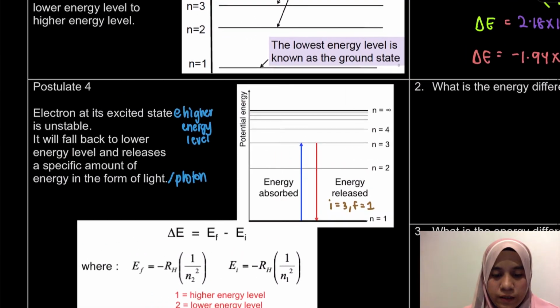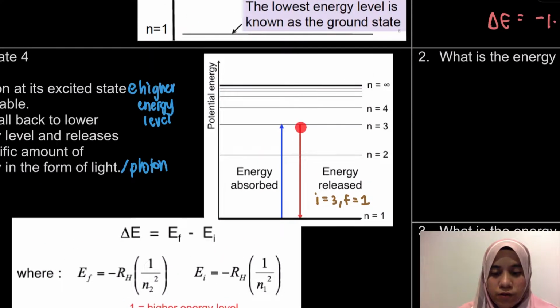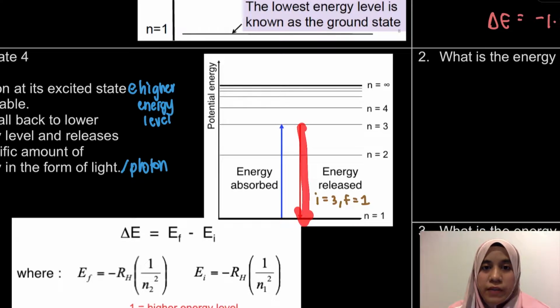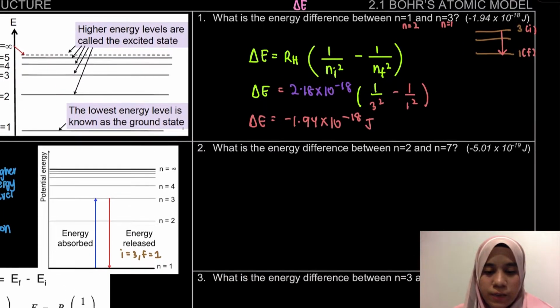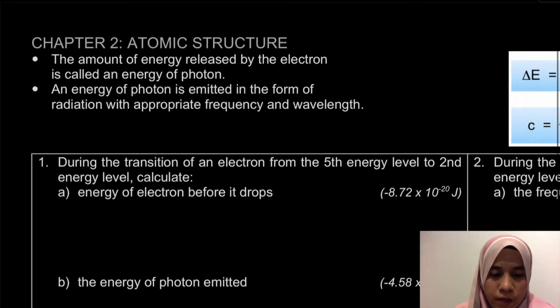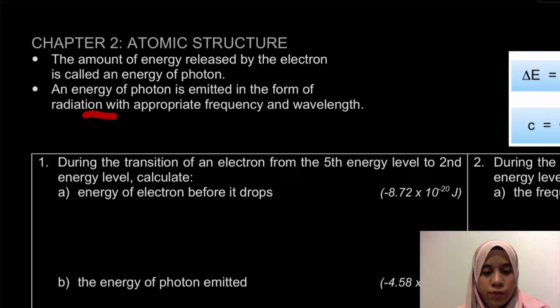So, kita kata, actually, bila energy is released from the excited state ataupun higher energy level to the ground state ataupun lower energy level, energy is released in the form of light ataupun energy is released in the form of photon. Here the amount of energy released is called an energy of photon, and that energy actually is emitted ataupun produced in the form of radiation with appropriate frequency and wavelength. So actually from the delta E itself, kita boleh calculate the wavelength ataupun the frequency itself.